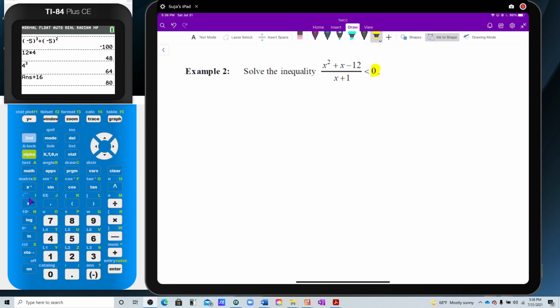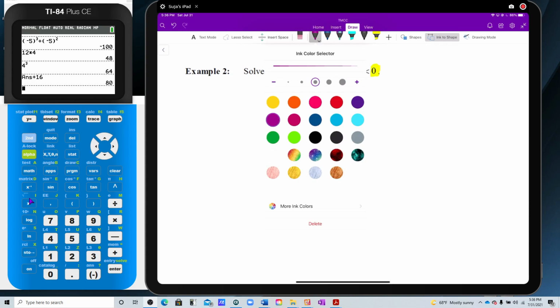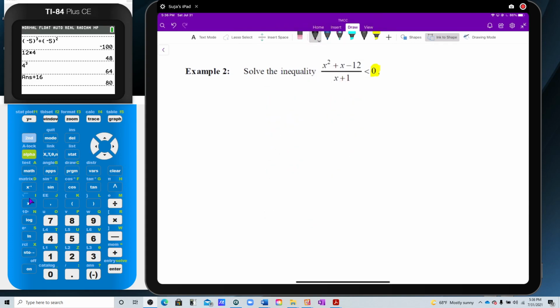The next step is to factor the numerator and denominator. Here again, I don't have to worry about the denominator because it's already factored. So the only thing I have to do is factor the numerator. If I factor the numerator, I'm going to get (x plus 4) times (x minus 3) divided by (x plus 1) less than 0.